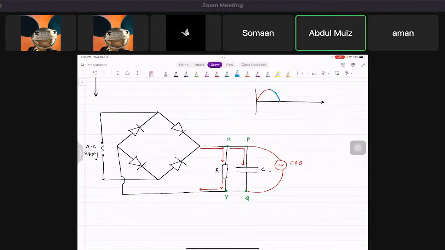Can't see blue, sir. Okay, let me make it a different color then. Okay, which color should I go? Green. Okay, here. All right, Abdul Mois, this one, you see the green one?